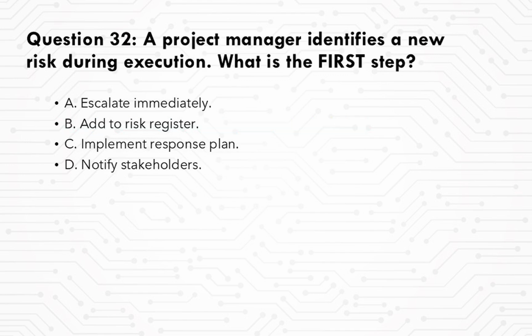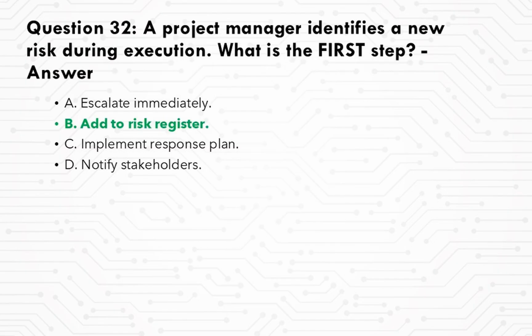Question 32. A project manager identifies a new risk during execution. What is the first step? A. Escalate immediately. B. Add to risk register. C. Implement response plan. D. Notify stakeholders. Answer: B. Always document first before action.